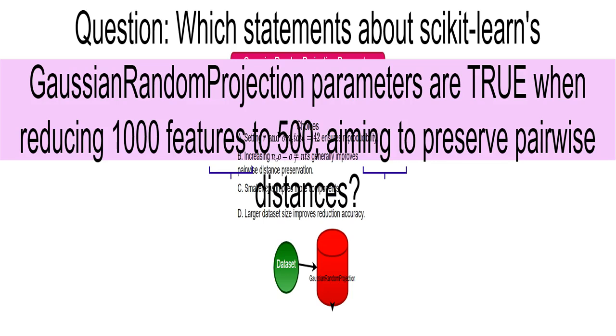This question poses 4 statements about the parameters of Gaussian random projection. Each statement will be evaluated for its accuracy in reflecting how the parameters affect the dimensionality reduction technique. It's a great way to test our understanding of the function's behavior.